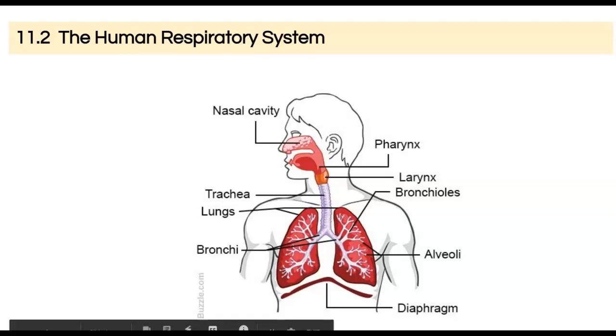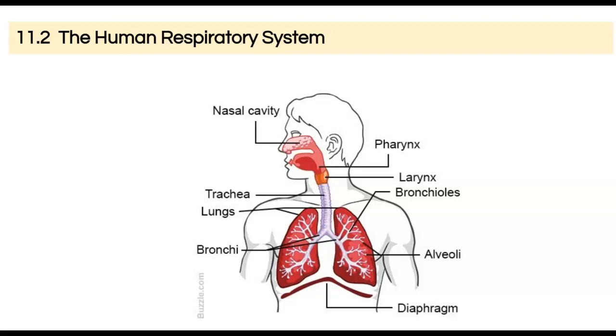Hello and welcome to lesson 11.2 on the human respiratory system. So the good news is that much of what we've learned in this section will be a refresher from grade 10 science with a few added details. So let's just talk first for a minute. Just explore the diagram that I have here on the screen and see what is familiar, what is unfamiliar?